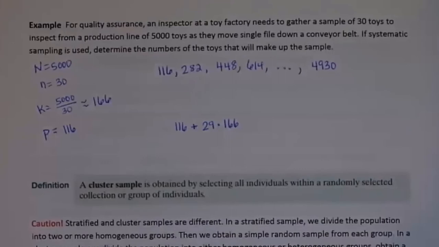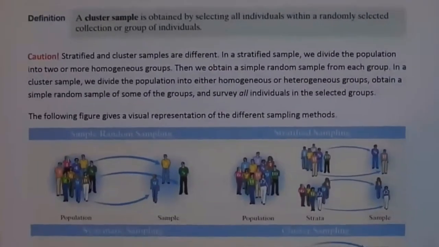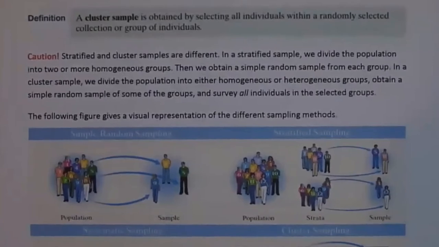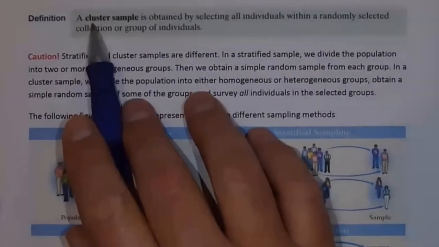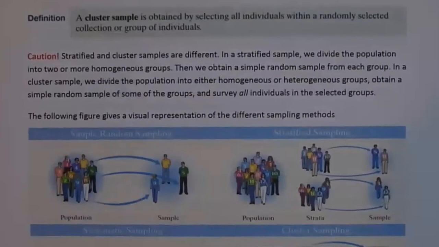The third sampling method, besides simple random sampling, stratified sampling, and systematic sampling. So the next one is cluster sampling. I'm going to warn you right off the bat here. A lot of times students confuse cluster sampling with stratified sampling. There are some similarities between cluster sampling and stratified sampling, but there's a huge difference. So I want you to pay attention to the difference.